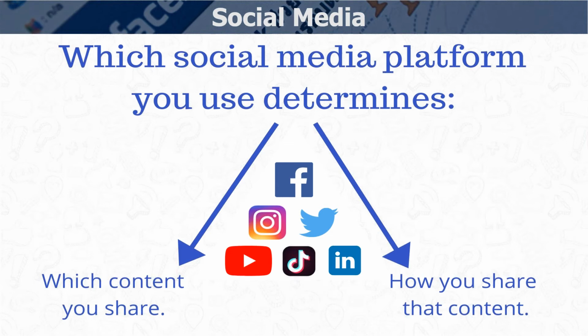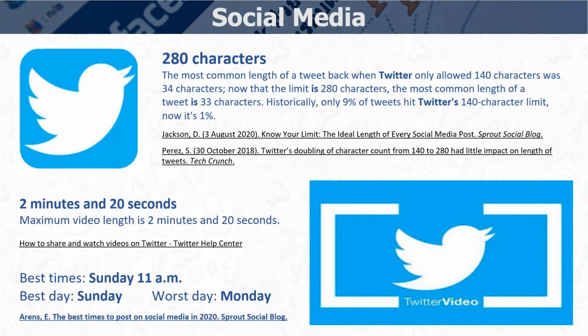The 3 big ones are Twitter, Instagram, and Facebook. On Twitter, you want to be short and witty as much as possible. You're limited to 280 characters. That's not a lot, and most people don't even reach that. Most tweets are 33 characters. Even after Twitter bumped up how many you could put on there, it still averages 33 characters.